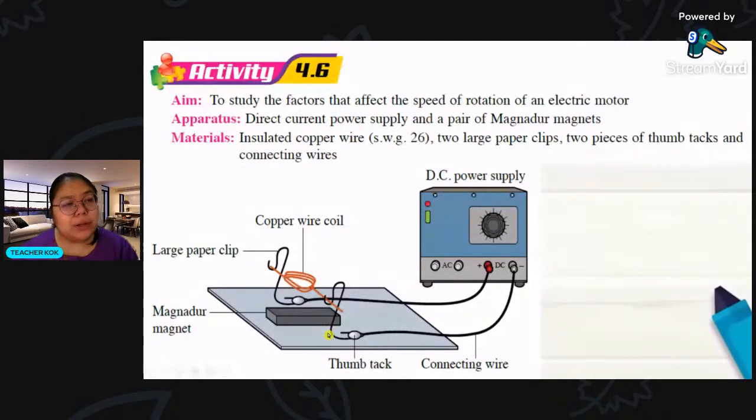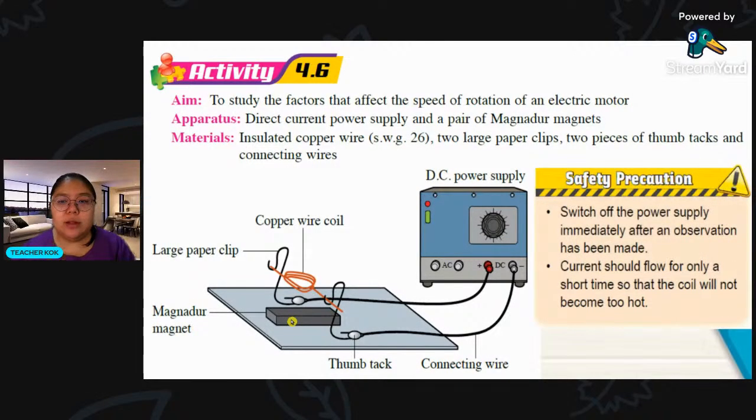Then after that, the permanent magnet also has a magnetic field. So that means they already have an interaction. After that, we're going to see what happened to the copper wire. Safety precaution when you do this experiment: switch off the power supply immediately after the observation. That means you cannot just keep the current on.